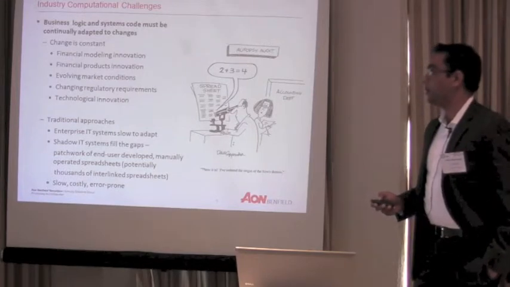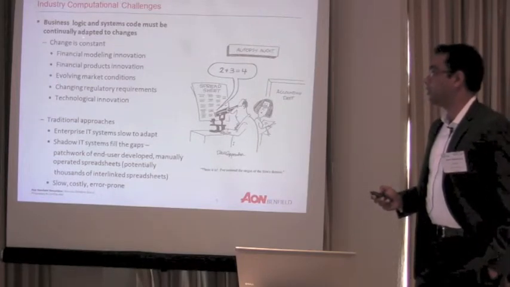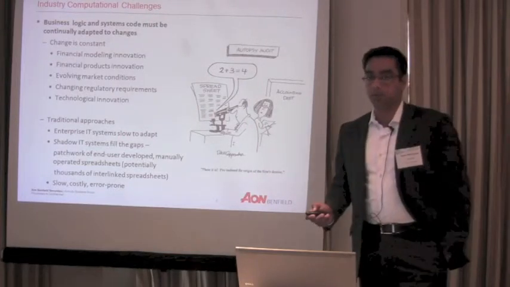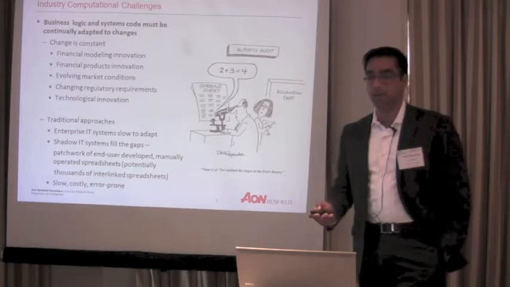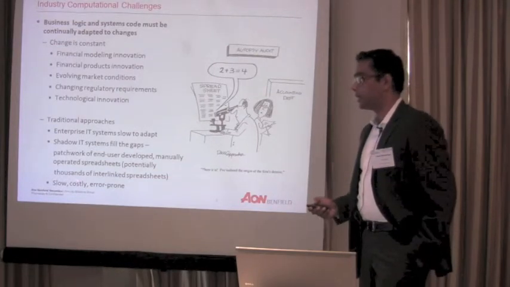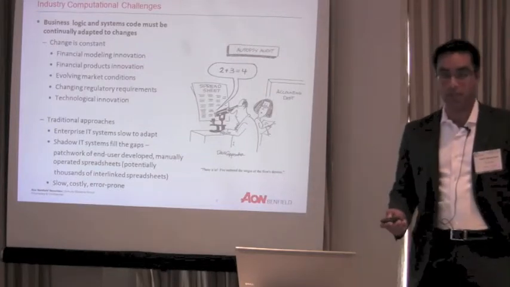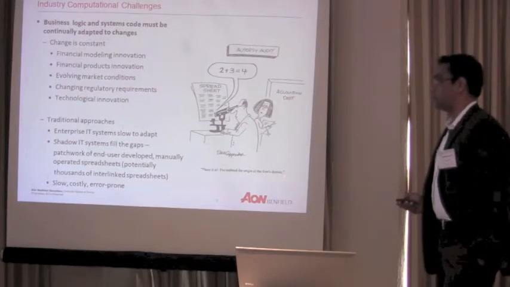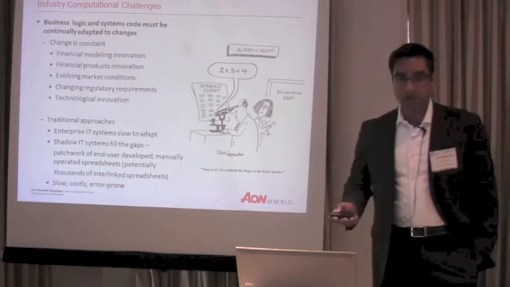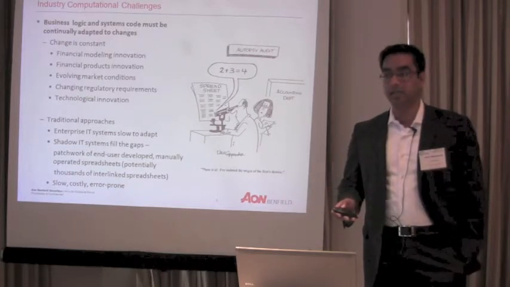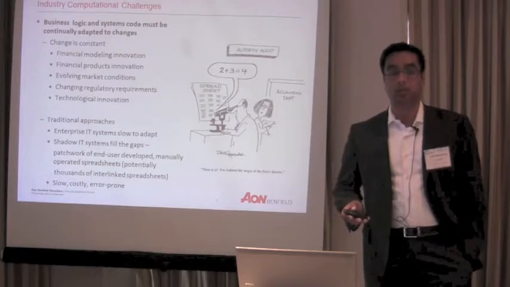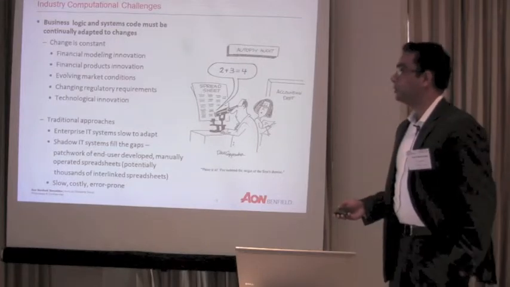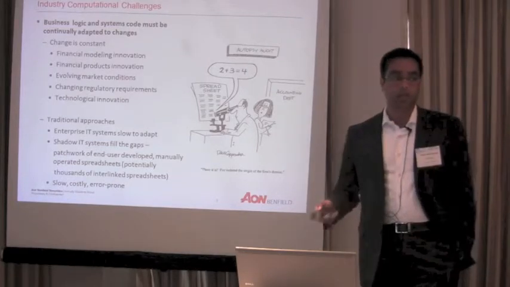So, just looking at one aspect of this, the changes and the traditional approaches taken is enterprise IT. We know it's not going to act fast enough all the time. And then what you get is shadow IT systems, mainly using Excel. There's a little comic here. It says, "I've isolated the origin of the firm's demise." So we find that Excel is the ubiquitous solution to these problems, but it solves some end user problems while creating a lot of other problems. Plus its performance is not there.